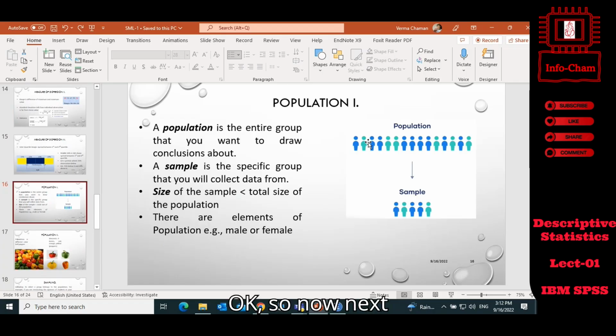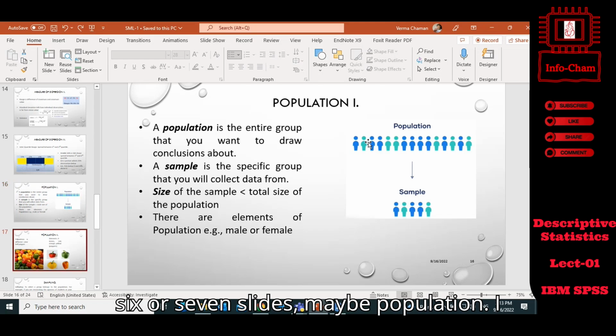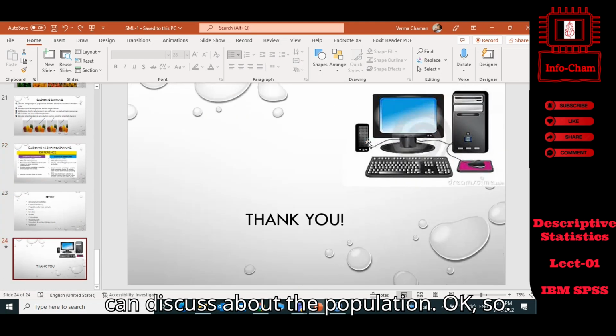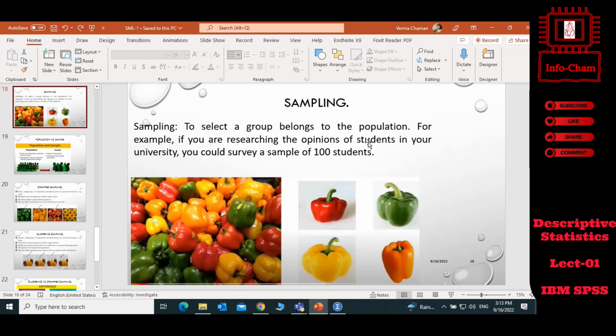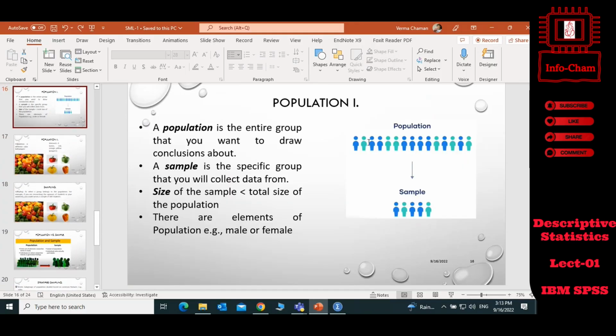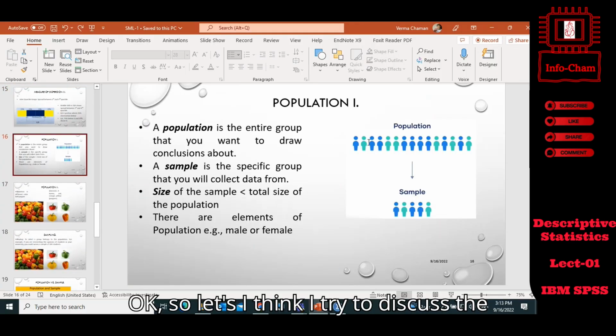Okay, so now next I can also speak about the population, but I will start this topic next. I think we have 6 or 7 slides, maybe on population. I can discuss the population. Okay, let's try to discuss the population more here.